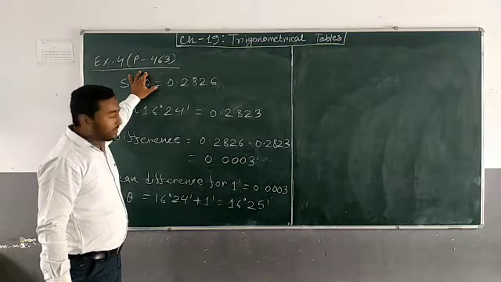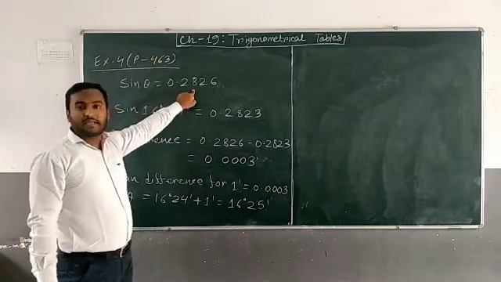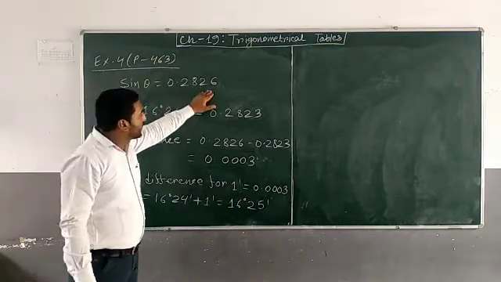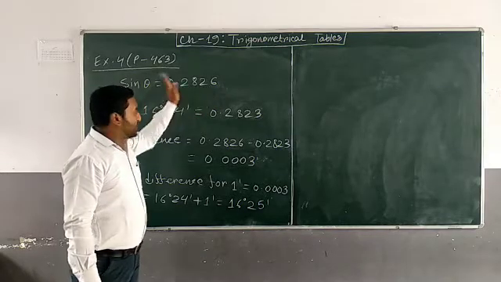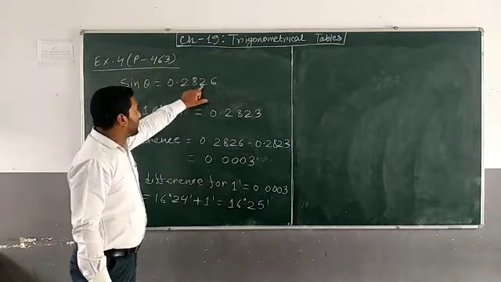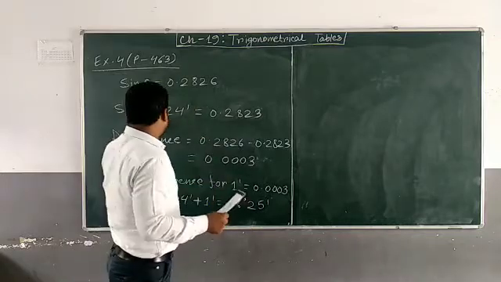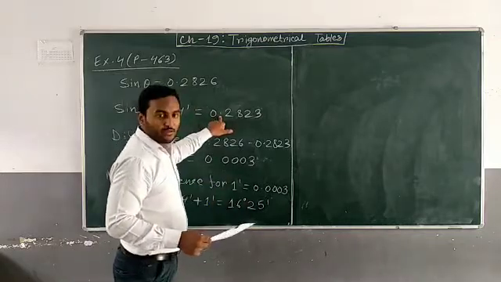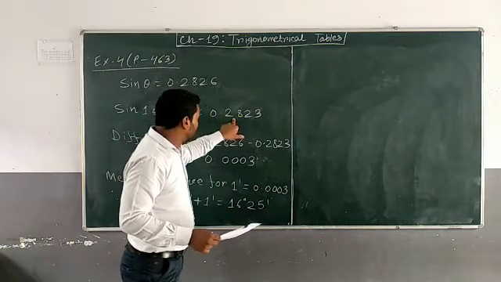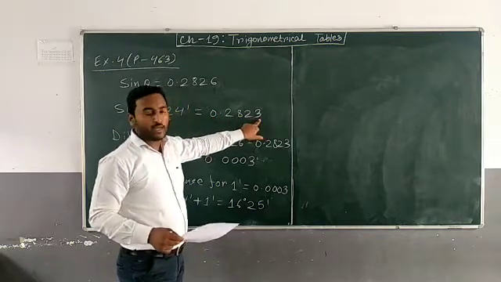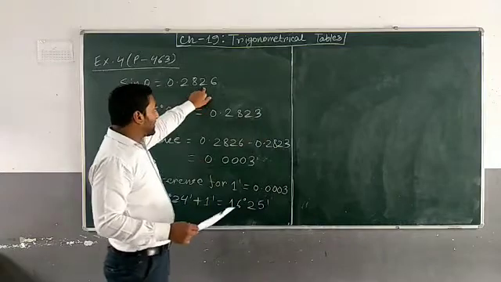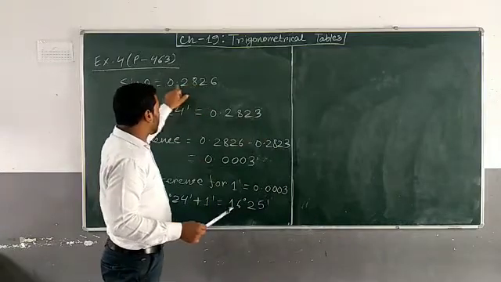Okay. Clear? If this value is not in the table exactly, then what do you have to do? You have to take the nearest preceding value. The nearest preceding value to 0.2826 in the table is at 16 degree 24 minute. For 16 degree 24 minute, the value is 0.2823.